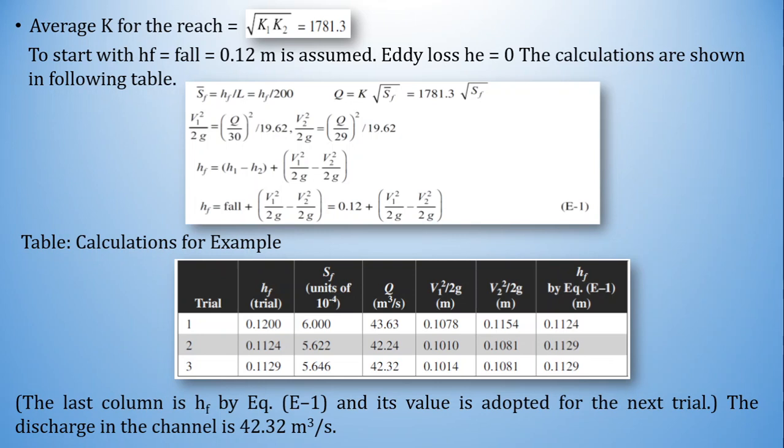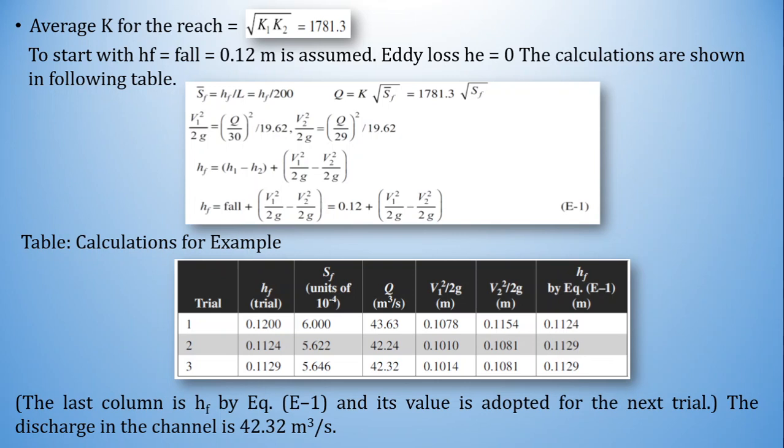It is assumed, entrance loss HE is equal to 0. The calculations are shown in the following table. So let us see how the calculations are done. Here SF is equal to HF upon L, which is further equal to HF upon 200. Q is equal to K under root of SF, is equal to 1781.3 under root of SF.